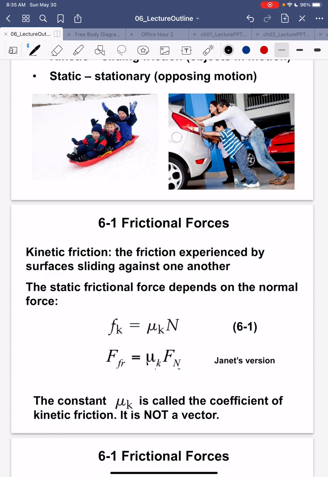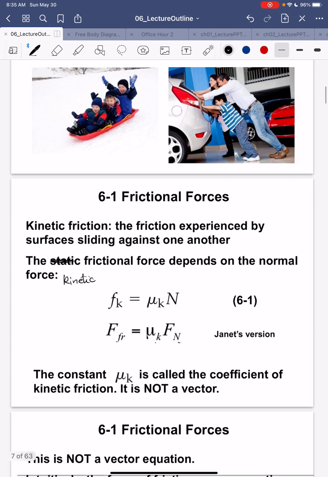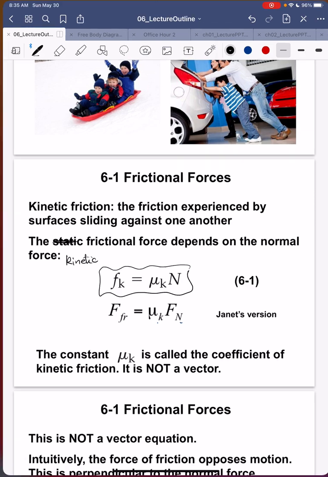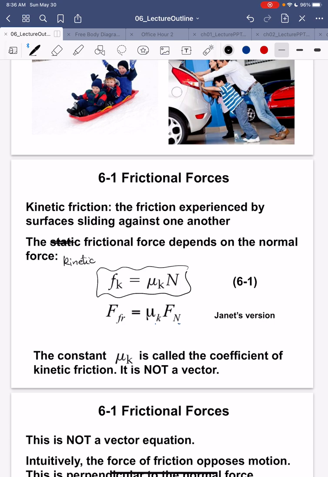And I will say that there is like a typo here. Of course the static also, but because here we are talking about kinetic, the frictional force depends on the normal force. And this is the formula, the equation that we are going to use, Fk. These PowerPoints I got them from Janet. Thank you very much.